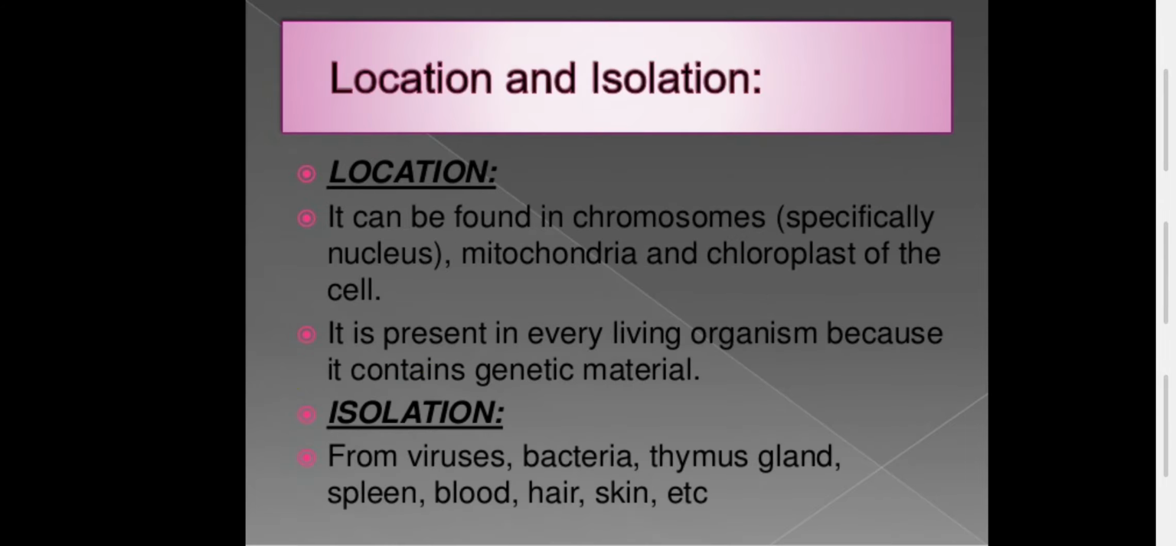Okay, next slide. Let's go now to the location and the isolation of the DNA. For the location of DNA, it can be found in the chromosome, specifically in the nucleus, of course, and in the mitochondria and chloroplast of the cell. In prokaryotic and eukaryotic cells, it can be found in the mitochondria and chloroplast. But basically, in an organism, it can be found in the chromosome, specifically in the center of a cell, which is called the nucleus.